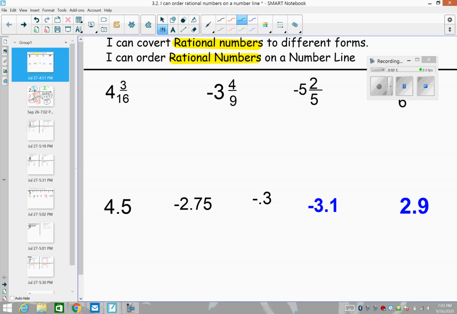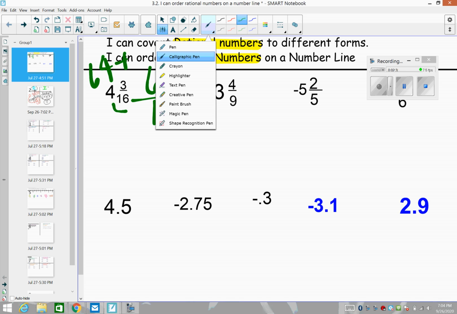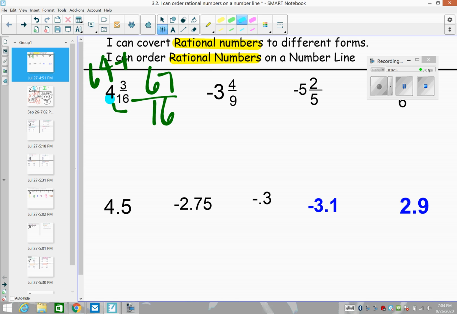If we were to convert that to a different form, we could convert that to a decimal. There's a button in the calculator that allows you to convert from a mixed number to a fraction or a decimal, and that would do the work for you. But the other option is you can multiply these two, which is 64, and add the top number, which is 67, and then divide by 16.